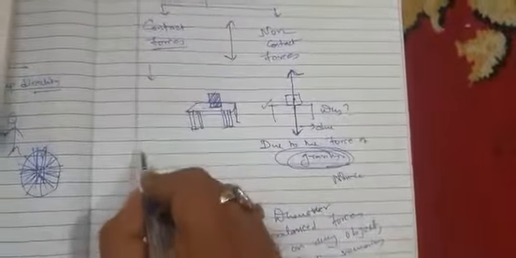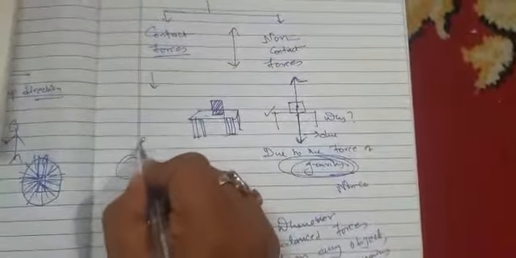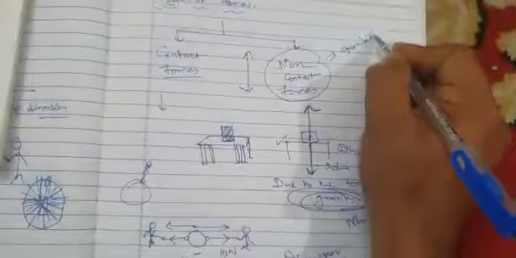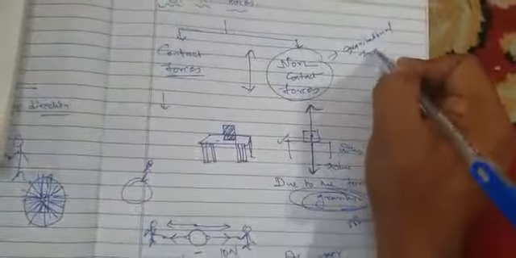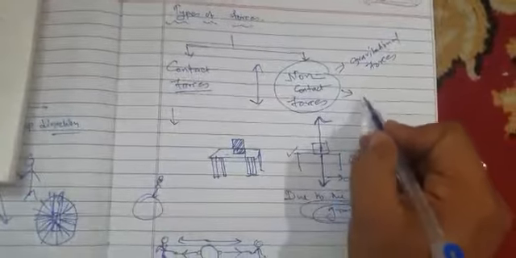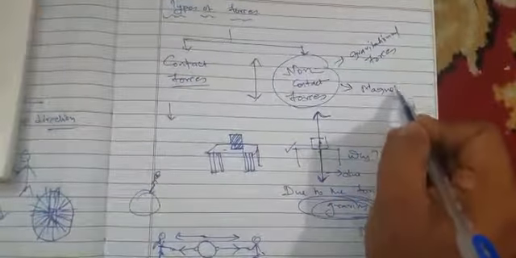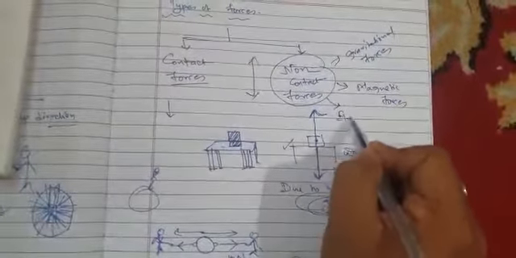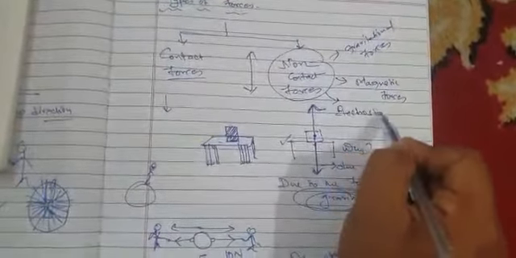Sir, how can you say that? Because without touching you, the earth is pulling you towards itself. It's a non-contact force. So non-contact forces are gravitational forces, magnetic forces, and electrostatic forces. These three are there.